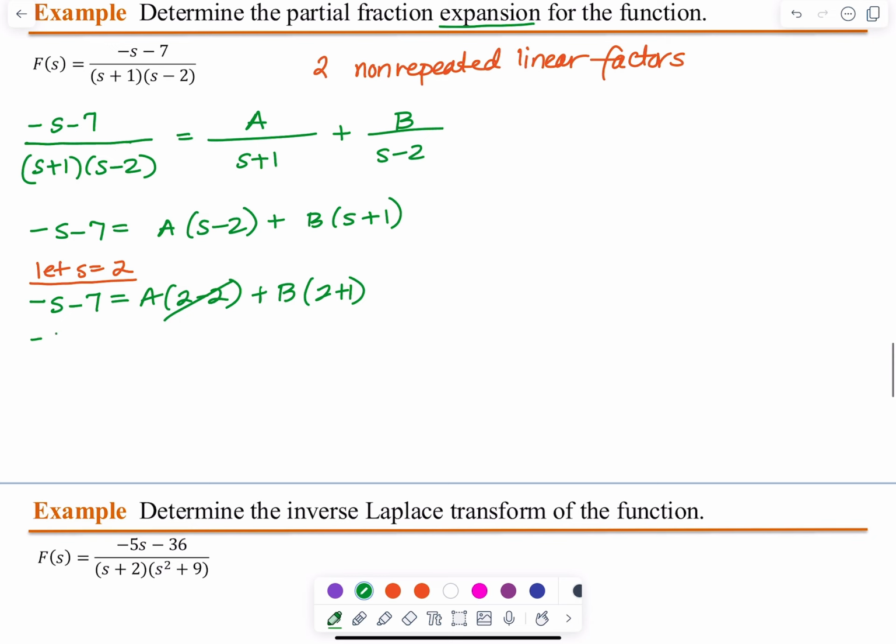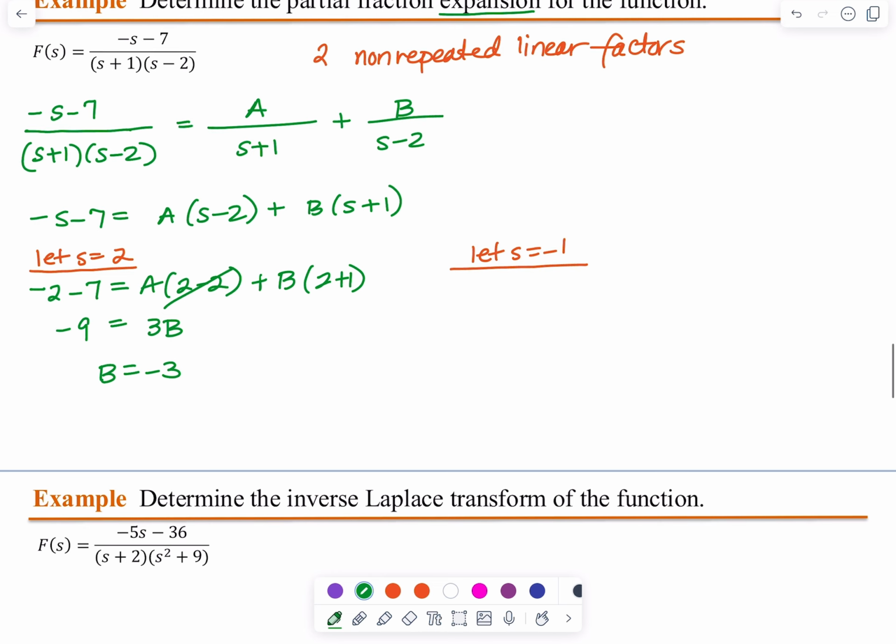So we have negative s minus 7 is equal to 3b. And I forgot to put negative 2 in there. So we have negative 9. And so we have b is equal to negative 3. Let's do the same thing. Let's let s equal negative 1. Again, if you have another way that you solve these, that's okay.